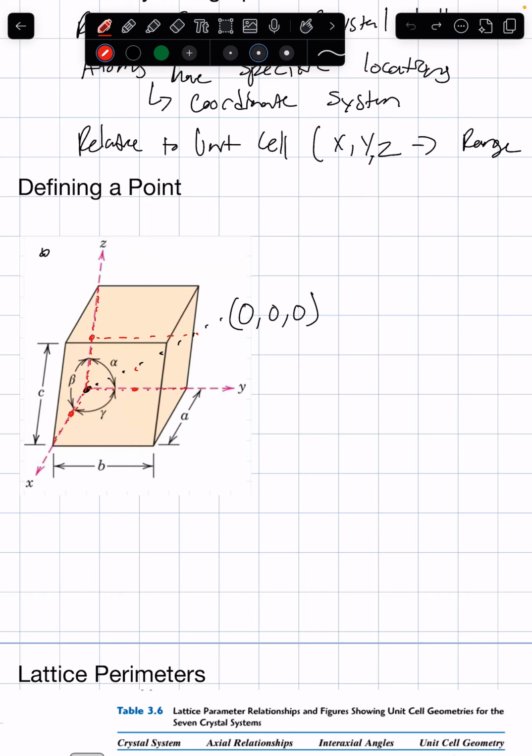This is in the middle. So 0.5, 0.5, 0.5 should be directly in the middle. We can also get there by drawing diagonals from every single corner, and we'll get the middle. So that would be an example of 0.5, 0.5, 0.5. There we go.